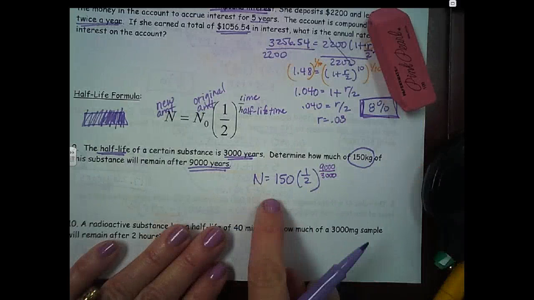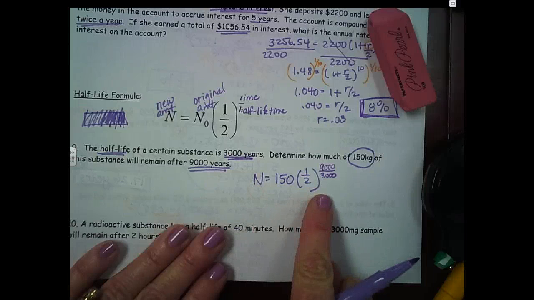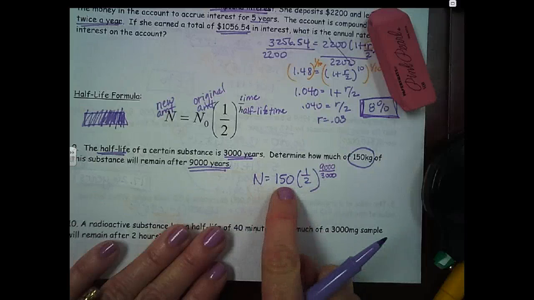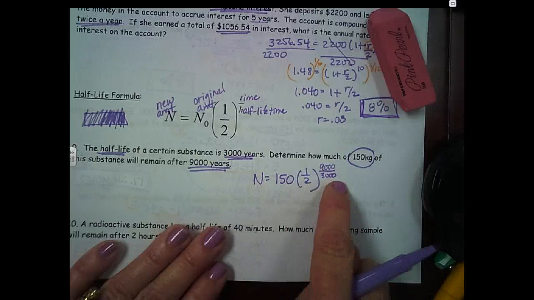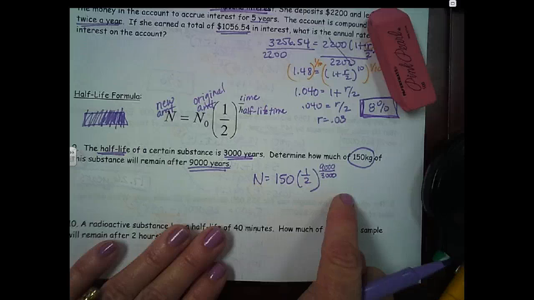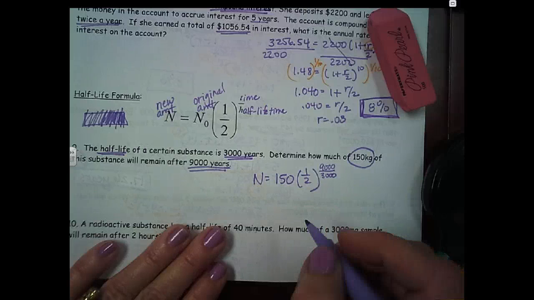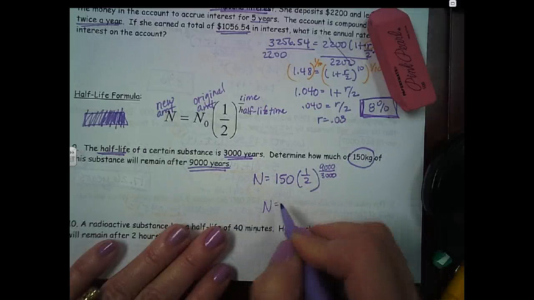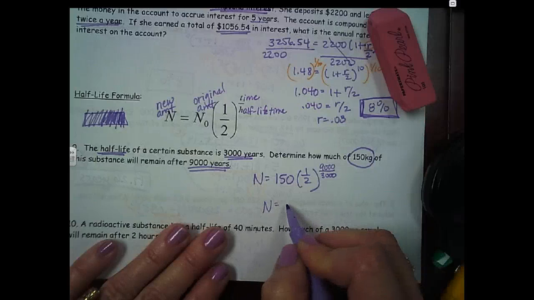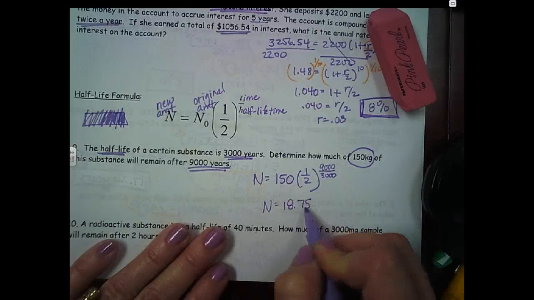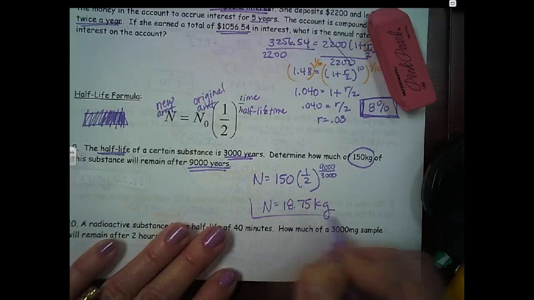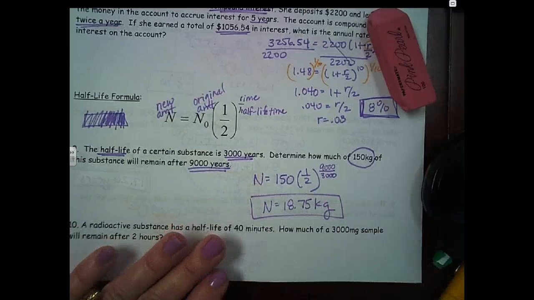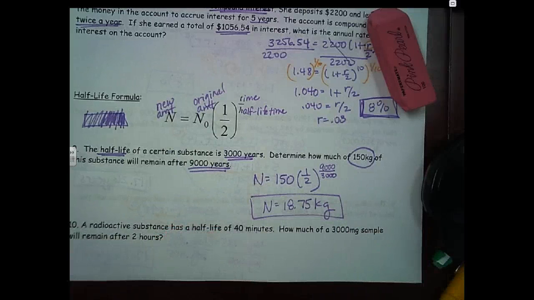Now guys, type this straight in your calculator. The mistake kids were making today was trying to take 150 times 1/2 and then raise to that power. That's not what it's wanting. Type it in just like it is. Actually try it. You want to be sure you're getting it right. Because the answer is, after 9,000 years, you'll still have 18.75 kilograms. If you start with 150, you'll have 18.75 in 9,000 years. It's crazy.